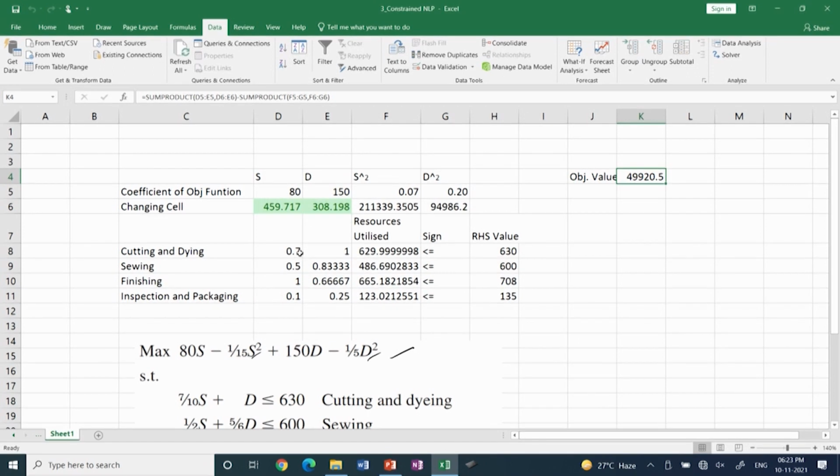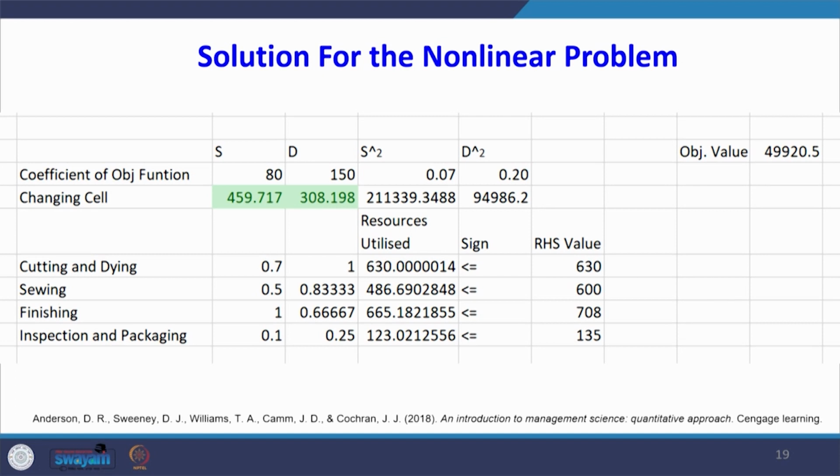yes, now I am getting the value of the objective function as 49,920. Then I got the value of s as 459 and the value of d as 308. Okay. Now, I will interpret this result in the lecture. Now, I have brought the solution for the nonlinear problem. What is that? I got the value of s, the value of d and the value of the objective function.